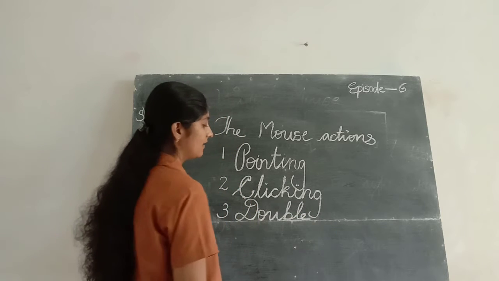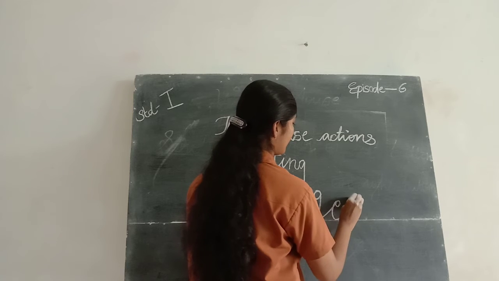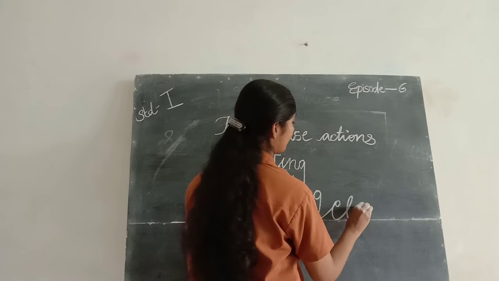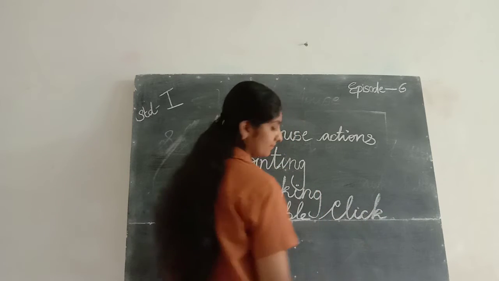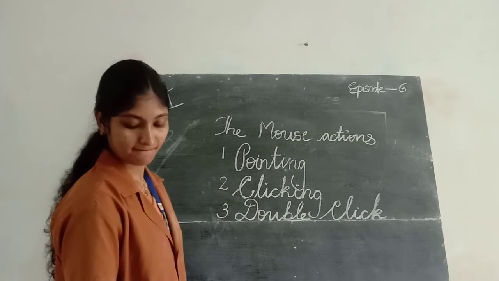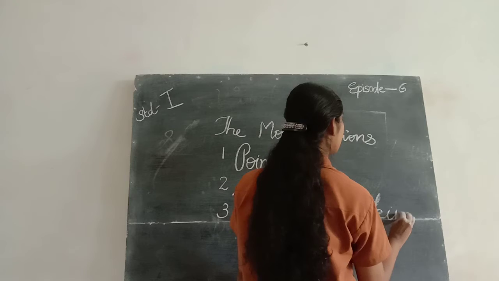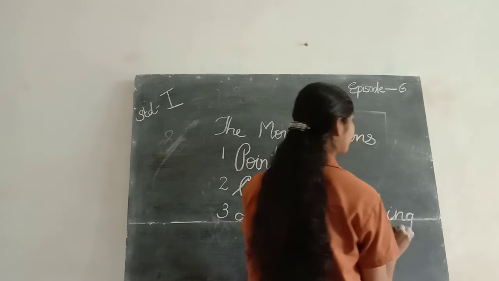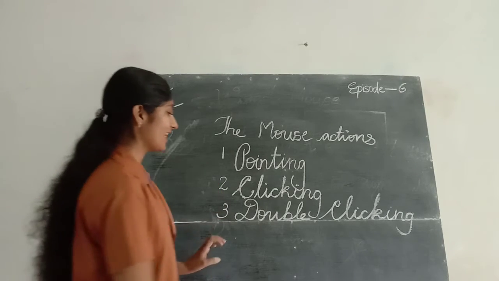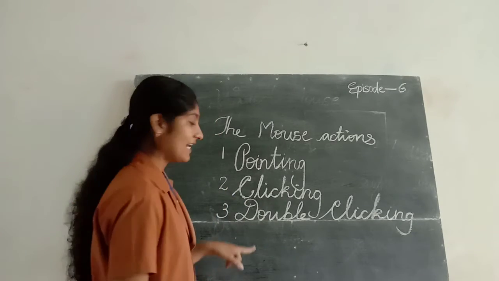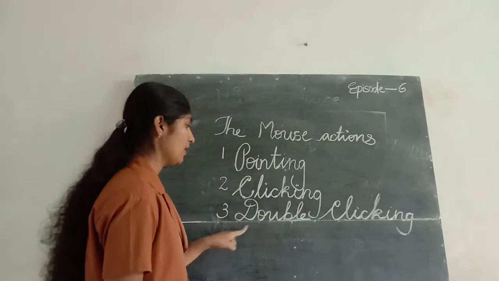D-O-U-B-L-E, double clicking. C-L-I-C-K-I-N-G. The third action is double clicking. D-O-U-B-L-E. Double.